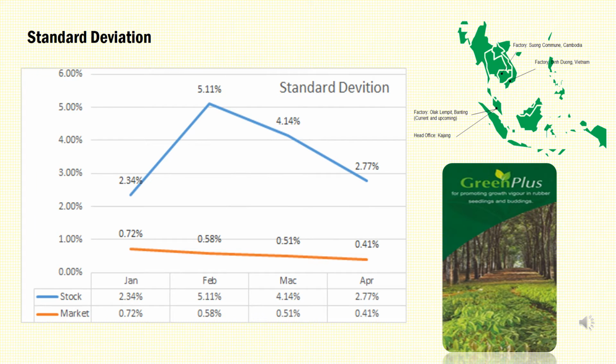The graph shows the standard deviation for Greenye Berhad company. The stock increased from January 2.34% to February 5.11%. But in March and April, the stock decreased significantly from 4.44% to 2.77%. Meanwhile, for the market, the graph decreased gradually from January until April. The standard deviation can never be negative because of the technique used to calculate it, and the way it is calculated is based on distance, which can never be negative.